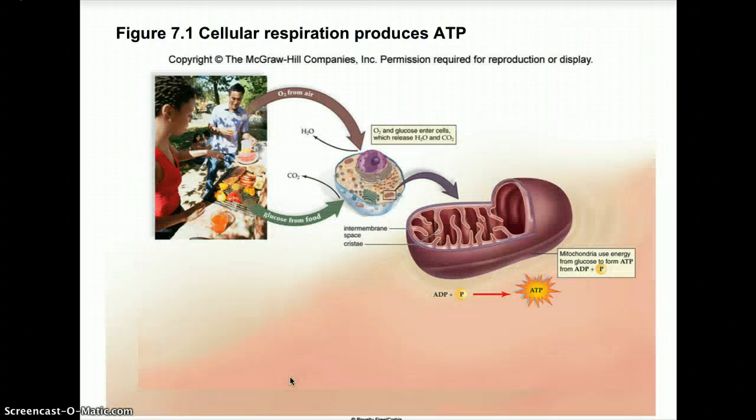So cell respiration produces ATP, where you have an ADP plus a phosphate coming together to form ATP. Our organelle of interest here is the mitochondria. Both plant cells and animal cells do have mitochondria. So essentially, we get oxygen from the air, and oxygen and glucose enter the cells, which release water and carbon dioxide gas. Glucose comes from the food we eat.